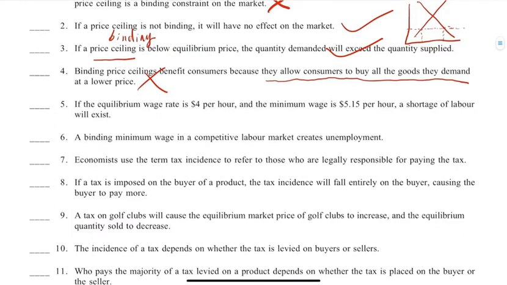Fifth, if the equilibrium wage is $4 per hour and the minimum wage is 5.15 per hour, there is a shortage of labor. Well, minimum wage is a price floor, right? In this case, 5.15 is larger than the equilibrium wage rate of $4, which means this is a binding price floor. So we could draw this out.